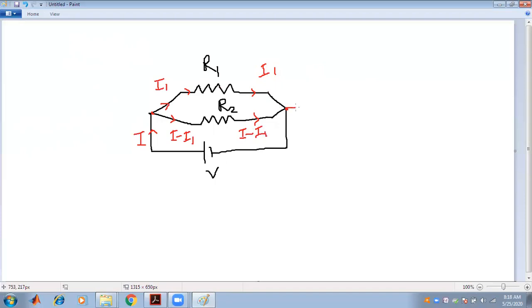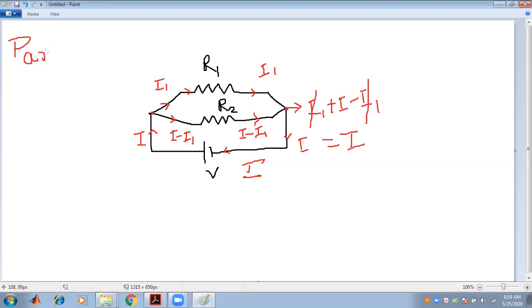What is the current at that summing point? The current at the summing point is I1 plus I minus I1. So if I nullify that, the value is I. So this I amount of current is coming back to the voltage source. This is known as parallel connection.